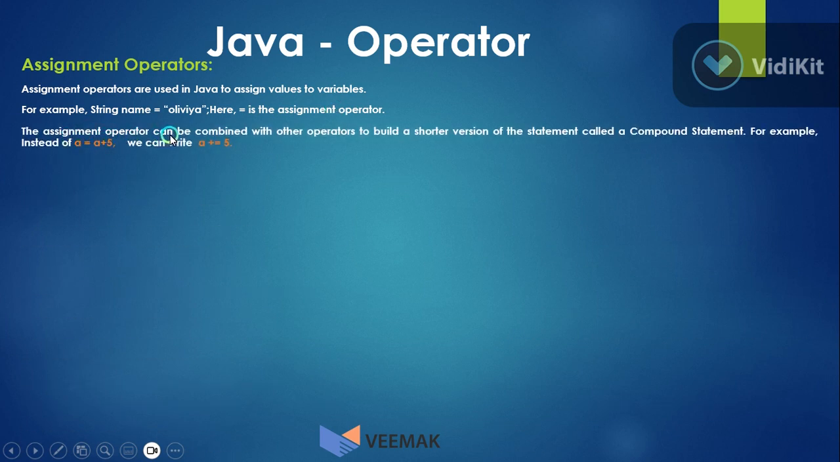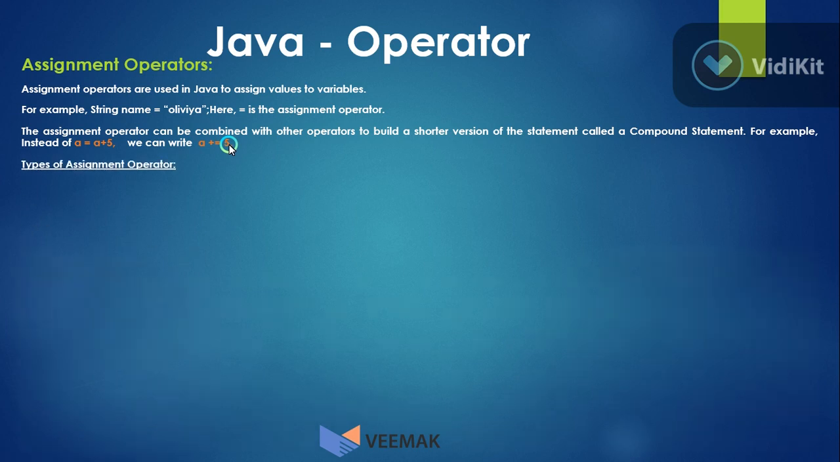The assignment operator can be combined with other operators to build a shorter version of the statement called a compound statement. For example, a equal to a plus 5. This is the addition of a plus 5, and that value is assigned to a. Now I am going to write like this, a plus equal to 5. Both are the same. We can shorten it like that.